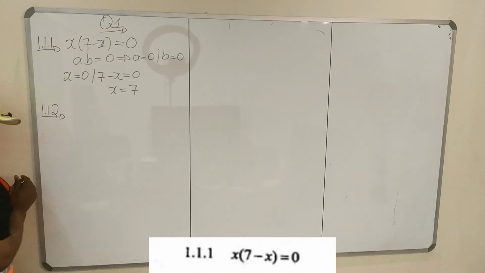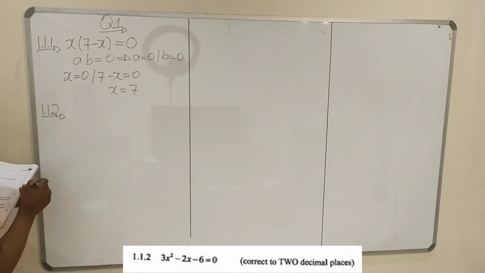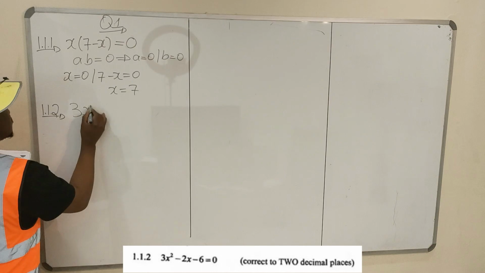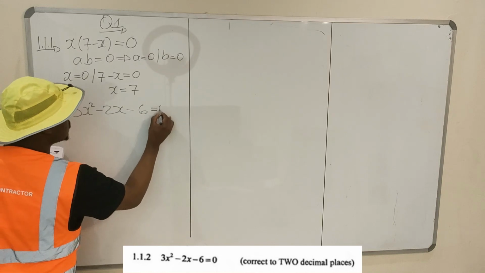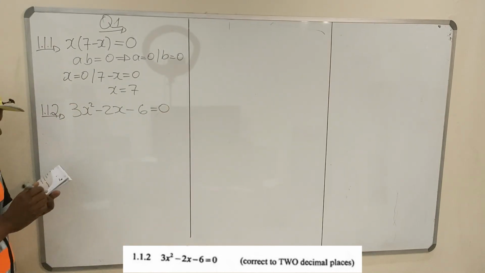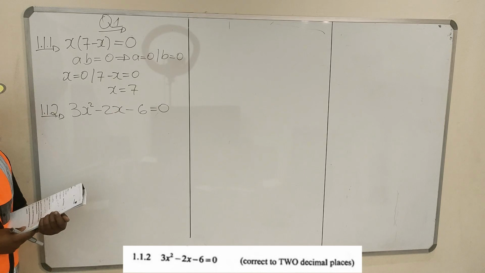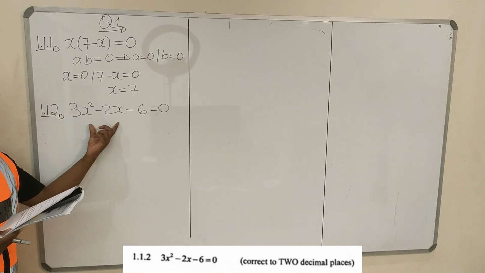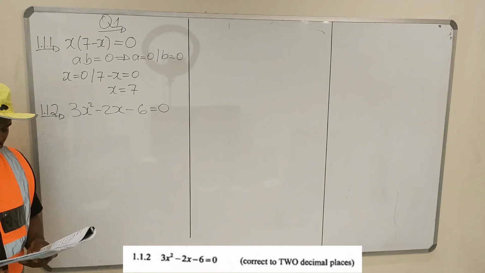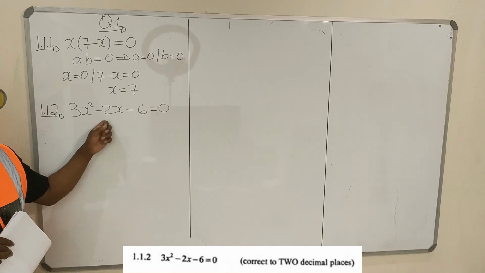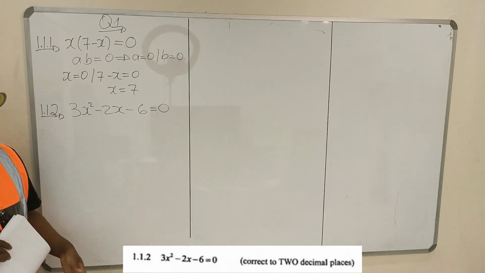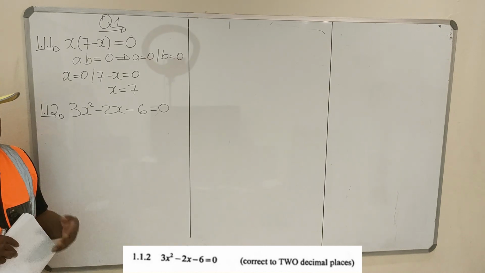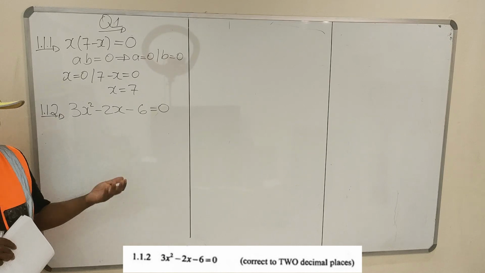1.1.2. For 1.1.2, we are given 3x squared minus 2x minus 6 is equal to 0. They said correct to two decimal places. That's a hint next to it. What this hint tells you is that this thing might not have very beautiful factors. The factors might not be nice rational numbers; they might be irrational numbers.